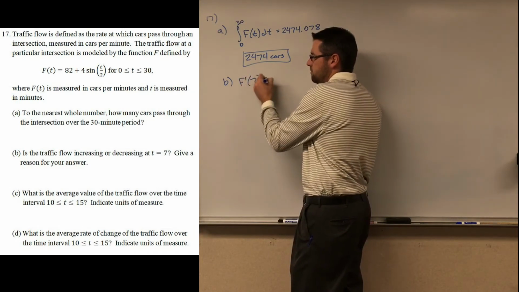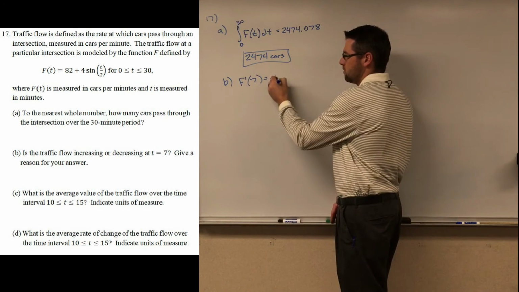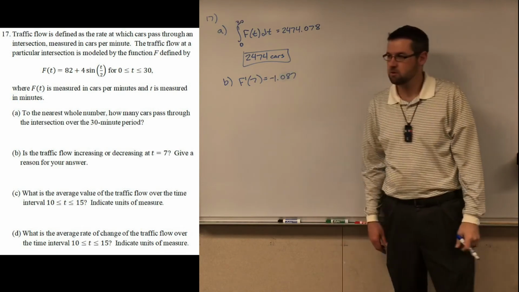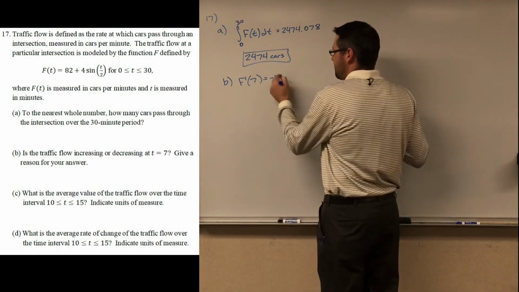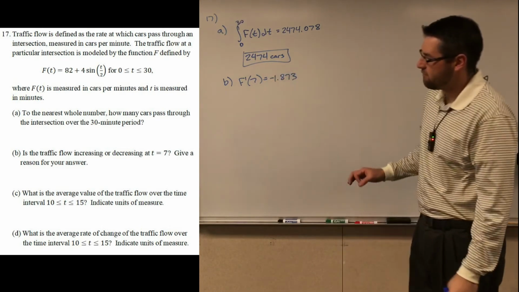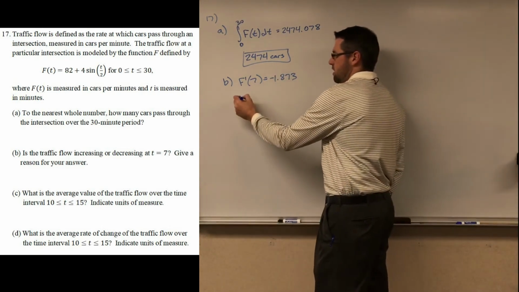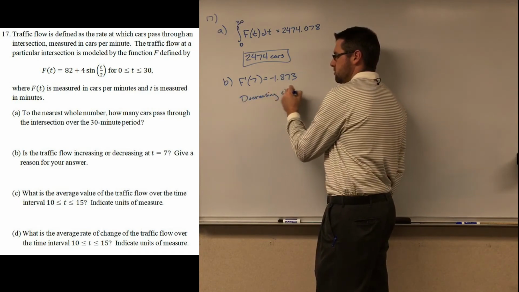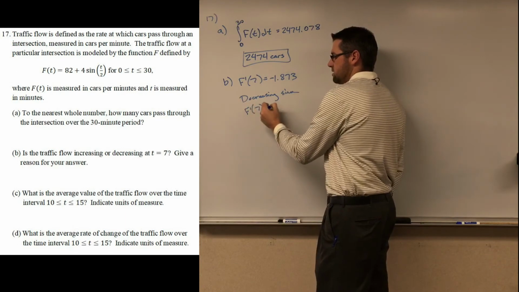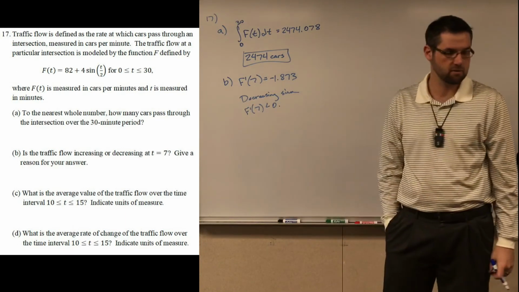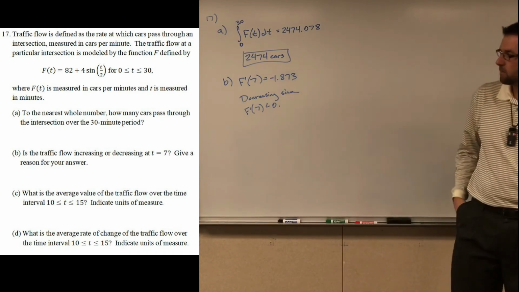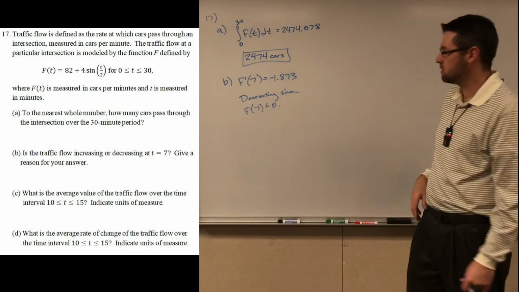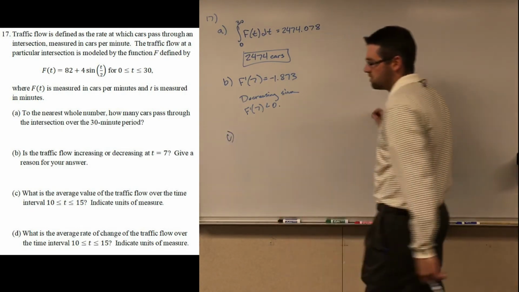F prime of 7, what is that? There's no 0. 873? Okay. So is the traffic flow increasing or decreasing? You would say decreasing, since f prime of 7 is less than 0, or f prime of 7 is negative. You guys okay with this? Yes? Okay. So that tells you the amount of cars that's going through at t equals 7 is not as great as other times before. All right.